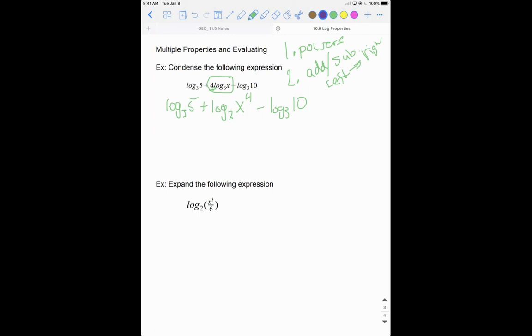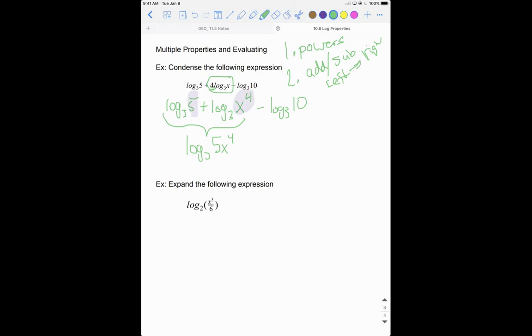Okay, so now that we've moved everything to a power, nothing else can become a power. We want to do the adding and subtracting portion. So from here, let's go left to right. If we add and subtract, addition comes first right here. That turns into multiplication. So this portion goes to log 3 of 5x to the 4th, because we multiplied these two pieces, that 5 and that x to the 4th.